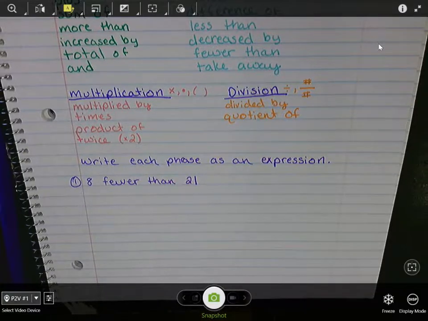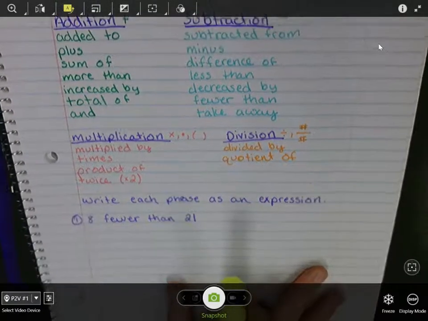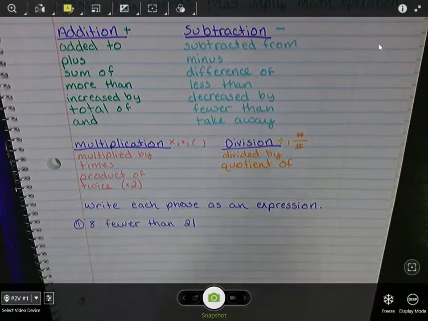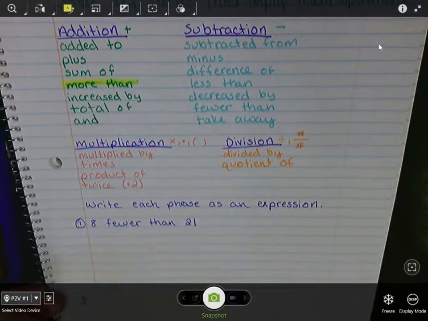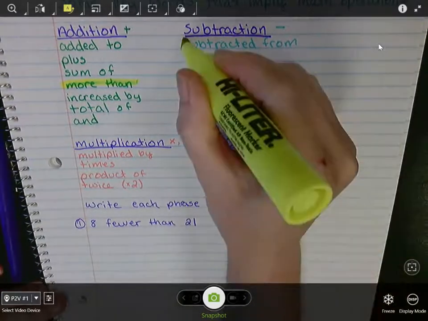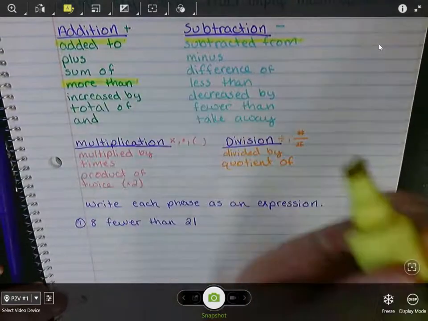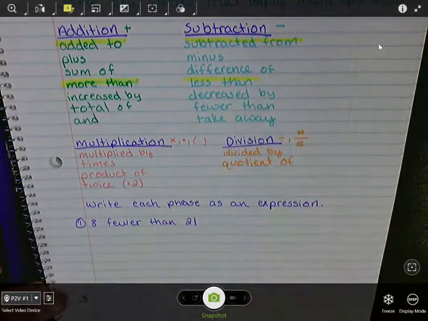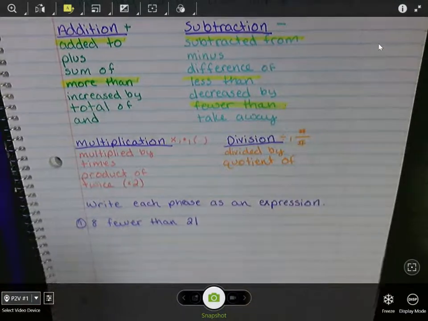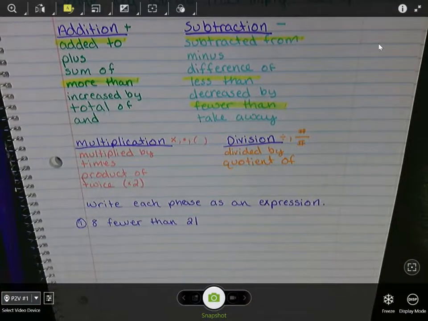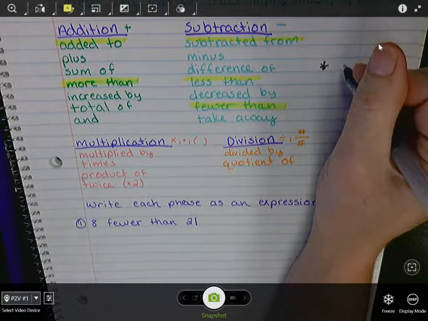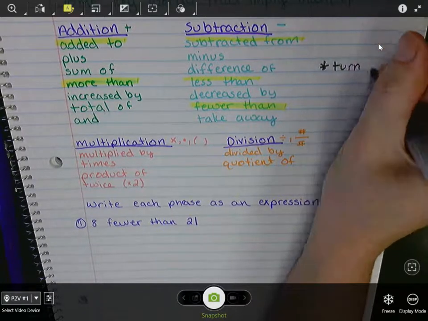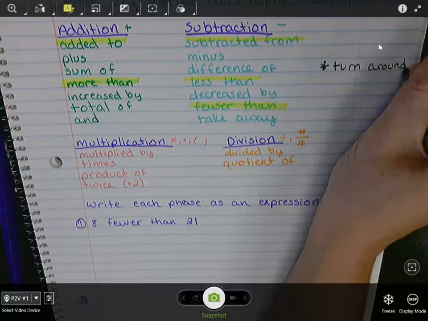And something I forgot to mention earlier was that there are words or phrases known as turnaround phrases. For instance, if you have the words more than or subtracted from, added to, less than, fewer than, those are known as turnaround words. And that means they're written backwards. So you don't put it in the order that it says it. It's backwards. So those are known as turnaround words or turnaround phrases.